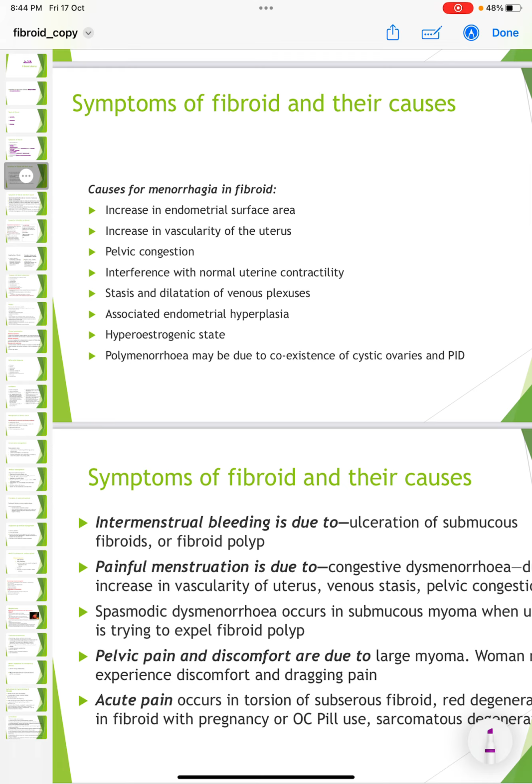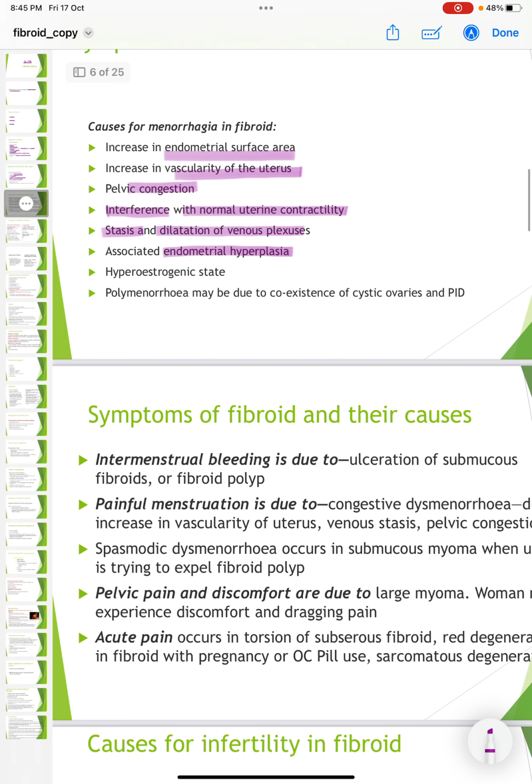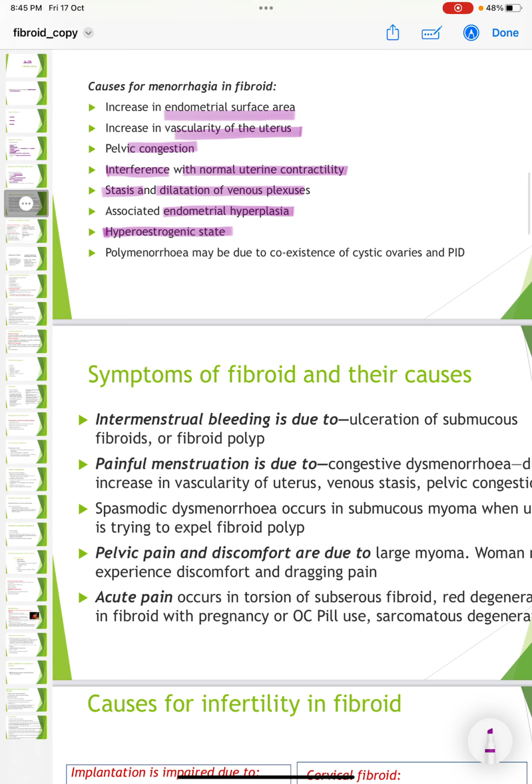So, menorrhagia is because there is increase in endometrial surface area, increase in the vascularity of the uterus, pelvic congestion, interference with normal uterine contractility, stasis and dilatation of the venous plexus, associated endometrial hyperplasia, hyperestrogenic state, and polymenorrhea due to coexisting cystic ovaries and pelvic inflammatory disease.